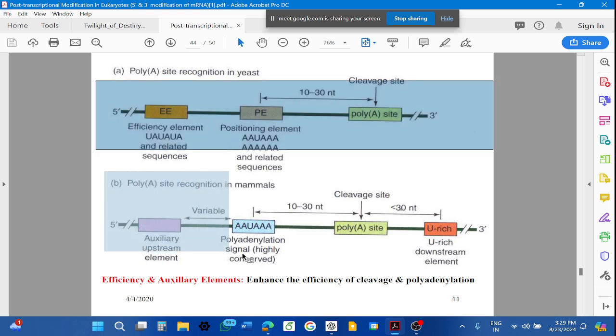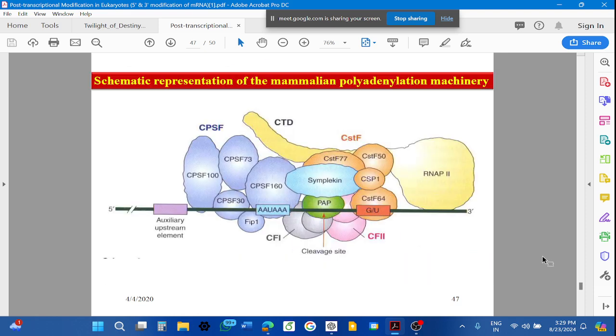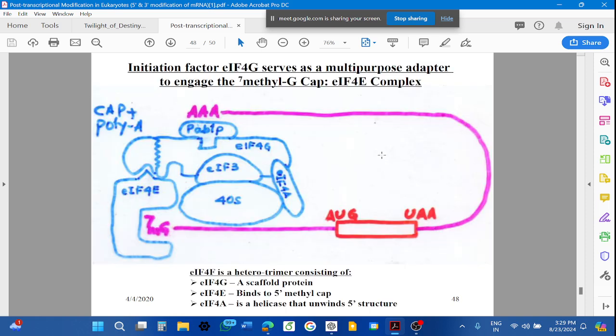And this is in mammals. This is the polyadenylation machinery. Can you see this structure here? This is the 7-methyl guanosine cap. Can you see the structure? Yes, sir. 7-methyl guanosine. This is where the transcript, the open reading frame, starts with AUG.